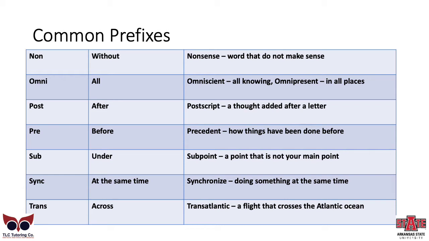Non means without. Nonsense is a word that does not make any sense. Omni means all. Omniscient is the quality of being all-knowing, and omnipresent is the quality of being in all places at the same time. This is why you might hear a book described as having an omniscient narrator, or a narrator that knows all the characters' thoughts.